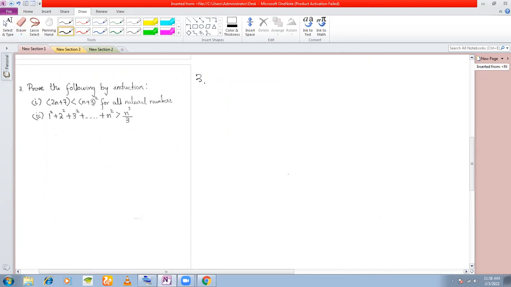Okay, first question: prove by induction 2n plus 7 is less than n plus 3 whole square for all natural numbers. So I say let Pn, 2n plus 7 less than n plus 3 whole square for all n belongs to N, right? This is the given statement which we need to prove. Be the given mathematical statement.